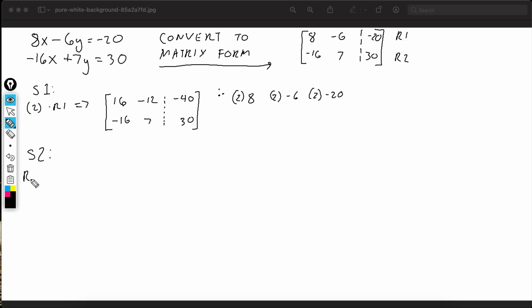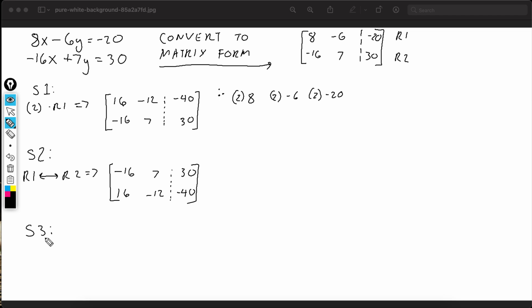Next, step number 2. We are going to switch places with row 1 and row 2. Okay? That's all we're doing, switching places. So everything that was on top is going to go on the bottom, and everything on the bottom is going to go on top. So now on the top we got -16, 7, break the brackets, 30. The bottom we got +16, -12, -40. That's all we've done.